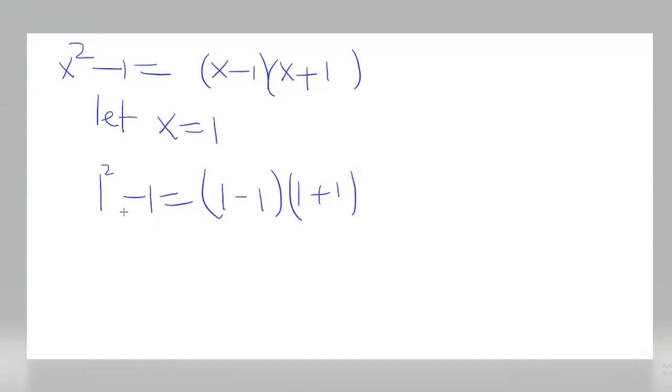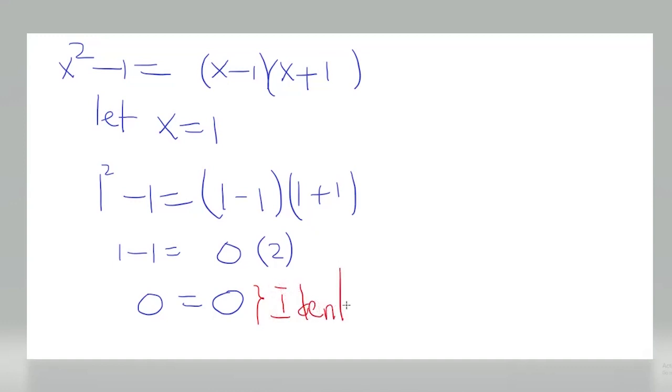Okay, then 1 minus 1 is 0. Okay, 1 squared is 1, then minus 1 is equal to 1 minus 1, it is 0. Then 1 plus 1, it is 2. Okay, then 1 minus 1 is 0, is equal to 0 times 2, 0. Therefore, this is an identity because the left hand side is equal to the right hand side. So this one is also an identity.